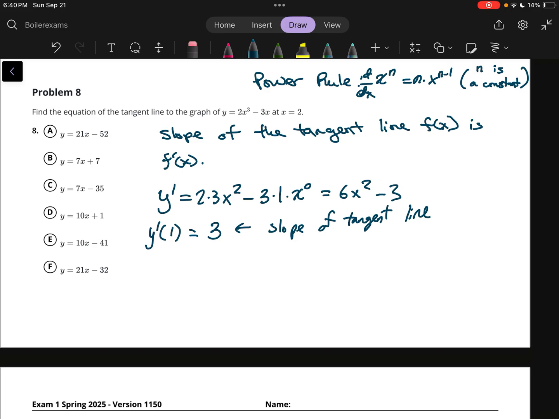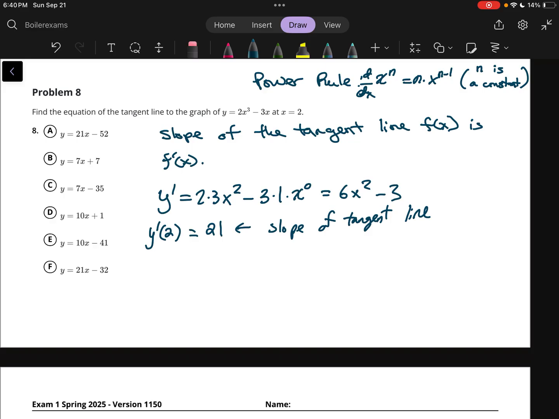Oh, I actually made a mistake. I don't know why I plugged in 1. We should plug in 2 because they ask us for the tangent line at x equals 2. So the process is still the same. We plug in 2 instead, and I get 24 minus 3, which is 21.